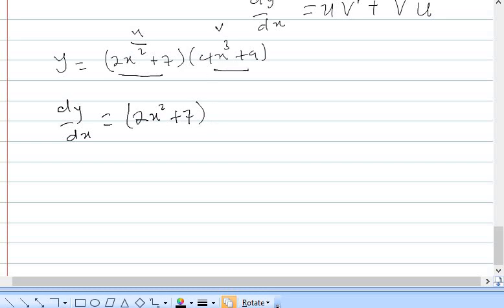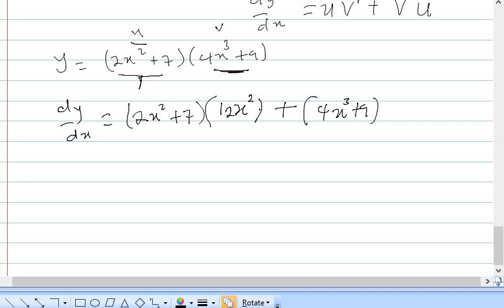Then to differentiate this, we have 3 times 4, that's 12, then x power 3 minus 1, which is 2, and then plus the differential of the constant term; the differential of 9 is 0, so no need to put it. And then the first one, we take this one constant and differentiate this. So the second one, we take this one as constant, that's 4x power 3 plus 9, and then differentiate the other one.